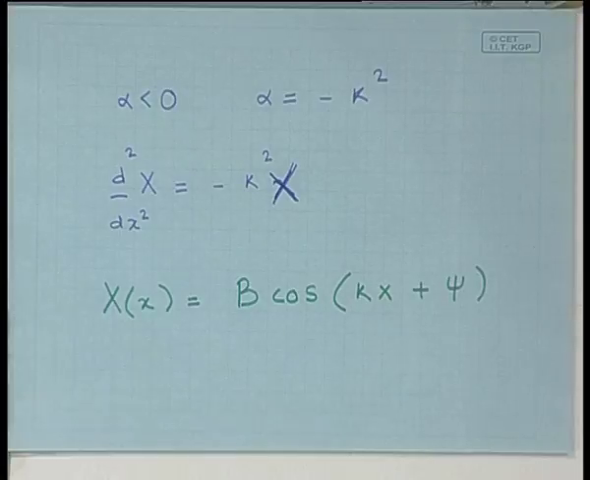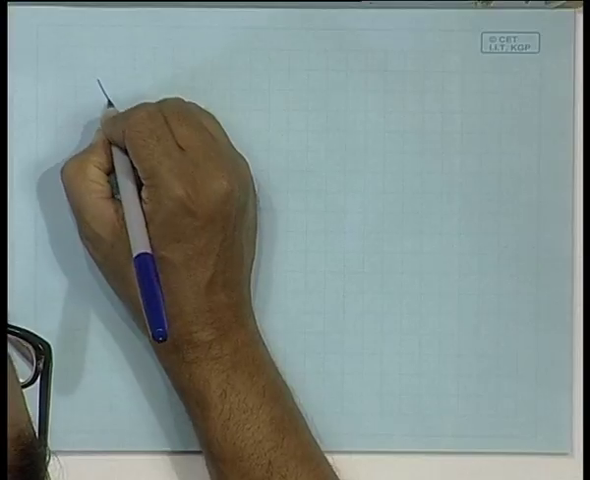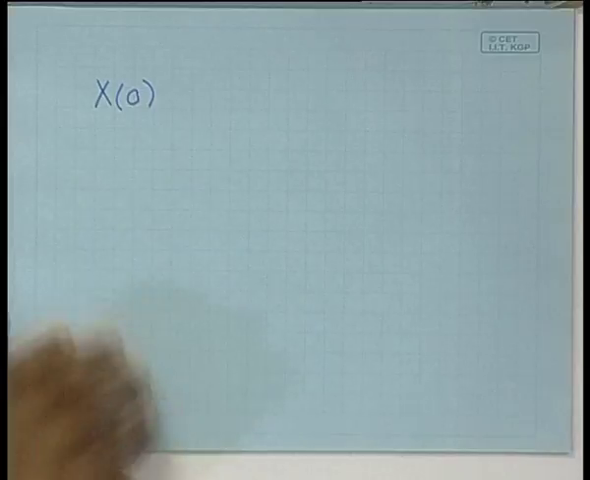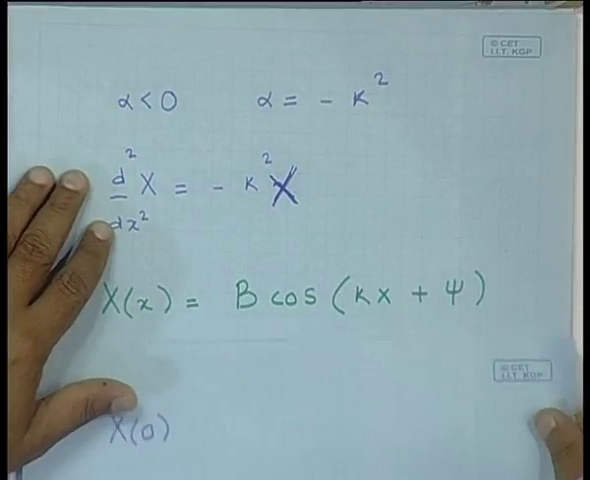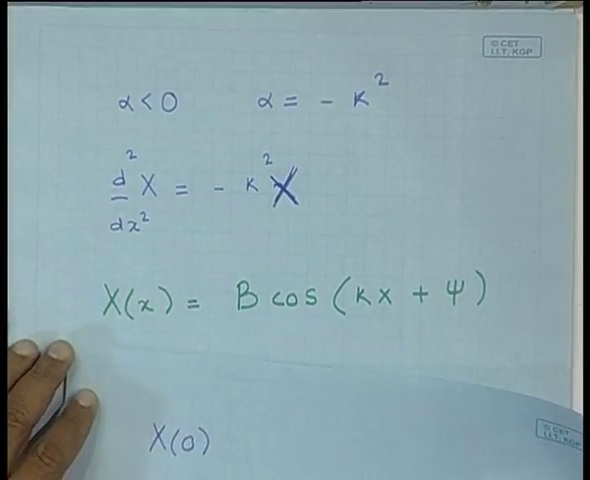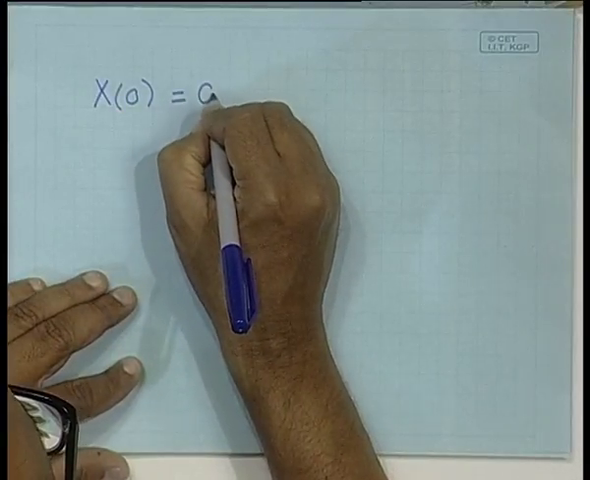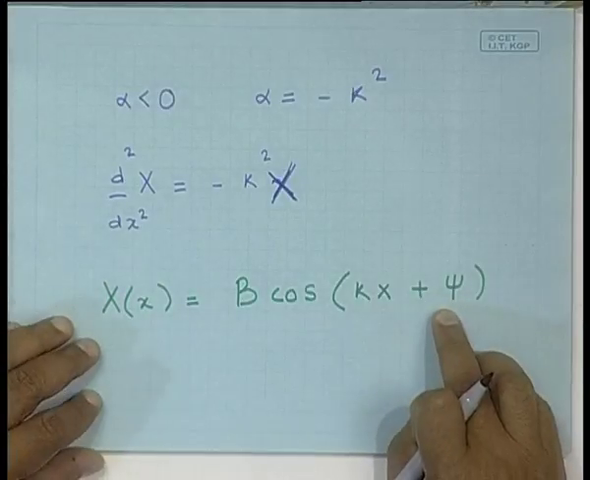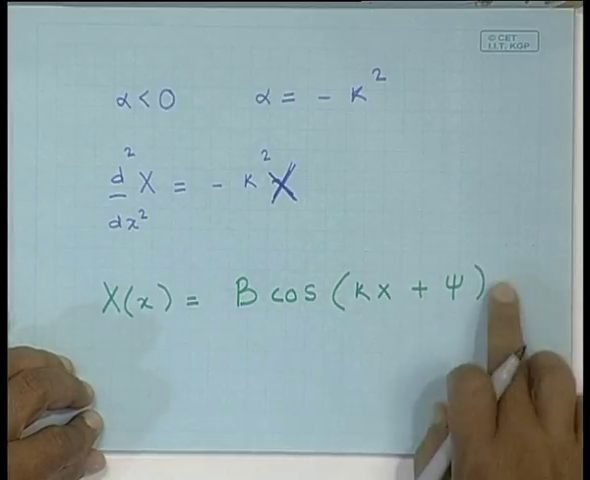Now, let us impose the boundary conditions. The first boundary condition that we will impose is that the function X should vanish at one end of the string, which corresponds to x equal to 0. So, with this boundary condition, let us see what it tells us. We want this to be equal to 0. This basically tells us that the phase psi over here should be either plus minus pi by 2, which makes this into sine.